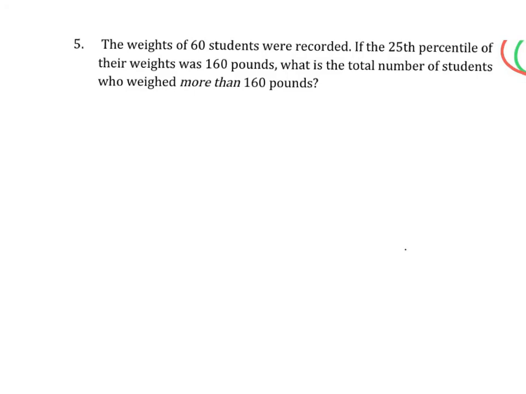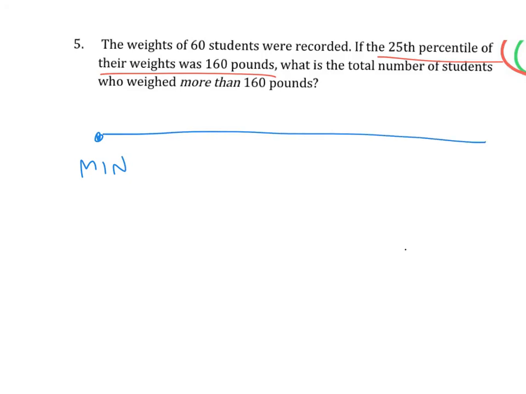The weights of 60 students were recorded. If the 25th percentile of their weights was 160 pounds, what is the total number of students who weighed more than 160 pounds? Well, this kind of ties into a box and whisker plot. As you know, on a box and whisker plot, you have 5 values: the minimum, the lower quartile, the median, the upper quartile, and the max.